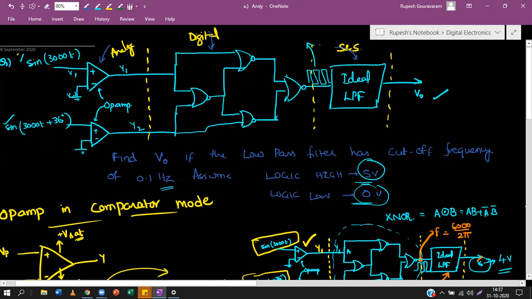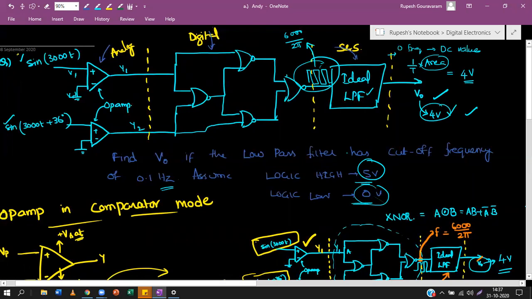That rectangular pulse will have the frequency as 6000 by 2 pi. When passed through the ideal low pass filter, it will allow only the zero frequency. Zero frequency is nothing but the DC value, or the average value of the signal here. Average value of the rectangular signal is given as 1 by T into the area of the signal within one time period. So we have calculated it, and we got the value as 4 volts. So the value of V naught is 4 volts, which is the answer.